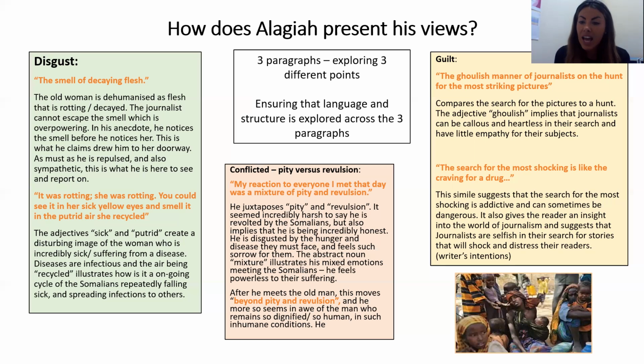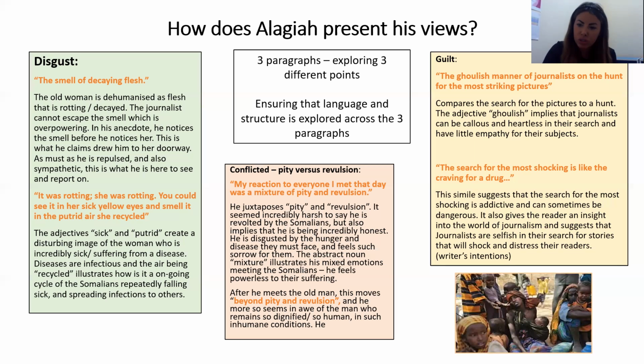He also says the search for the most shocking is like the craving for a drug. This simile suggests that the search for the most shocking is addictive and can sometimes be dangerous. It also gives the reader insight into the world of journalism, and again suggests that they are selfish, looking for the main thing they can find to shock and distress readers.